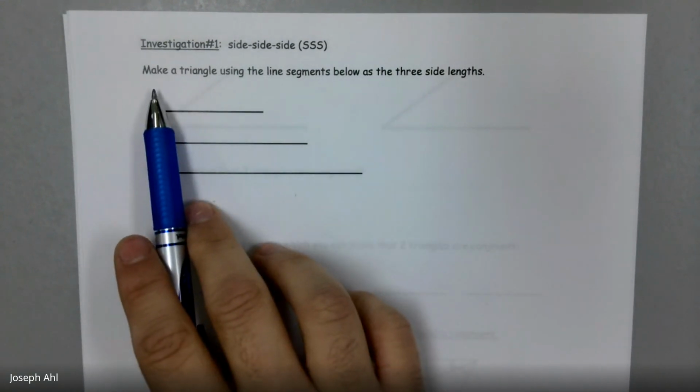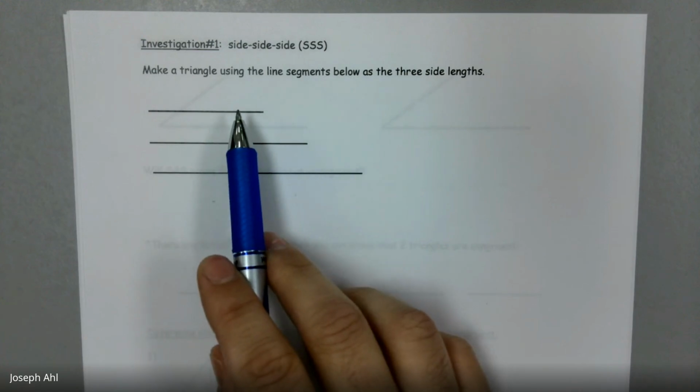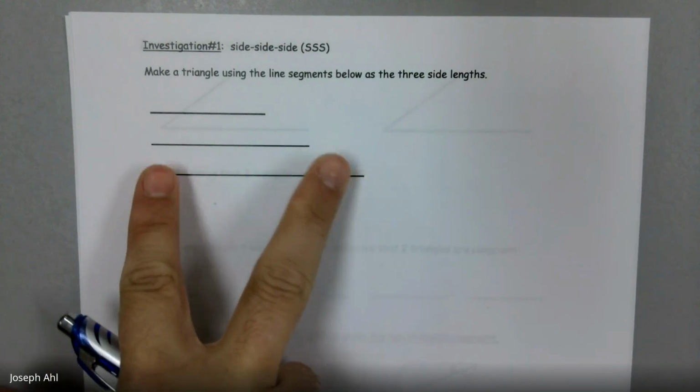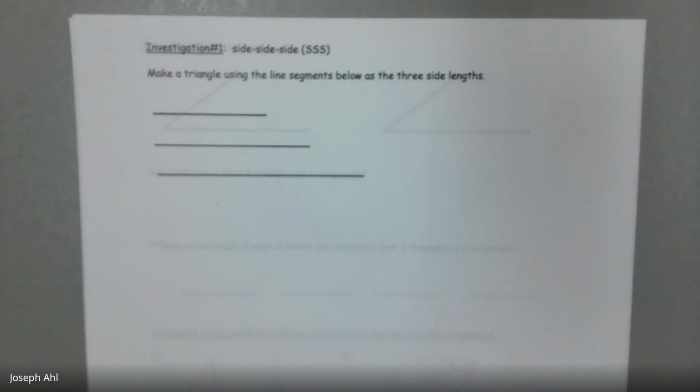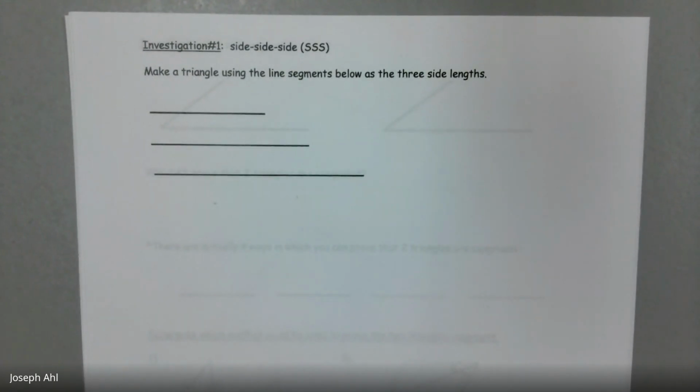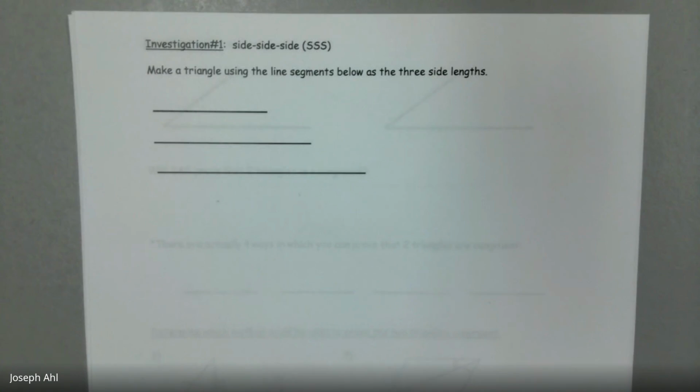And what I would like you to do is make a triangle using these exact 3 side lengths. So we're going to create a triangle that has one side this length, one side this length, one side this length. And I'm going to show you how to do it up here, but if I were to walk around right now and see everybody's papers, I bet everybody might have something that looks a little bit different on their pages.